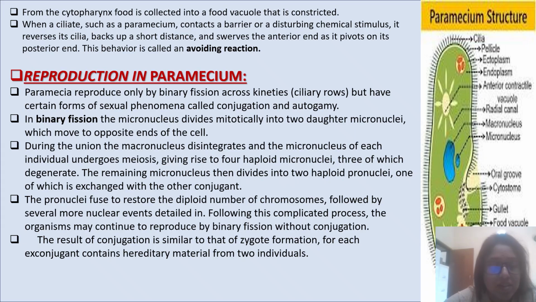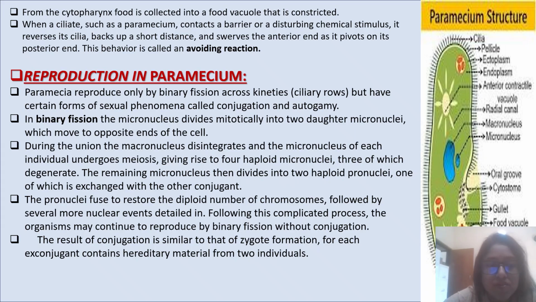Reproduction in Paramecium: Paramecium reproduce asexually only by binary fission across kineties, that is ciliary rows, but have certain forms of sexual phenomena called conjugation and autogamy. In binary fission, the micronucleus divides mitotically into daughter micronuclei, which move to opposite ends of the cell.